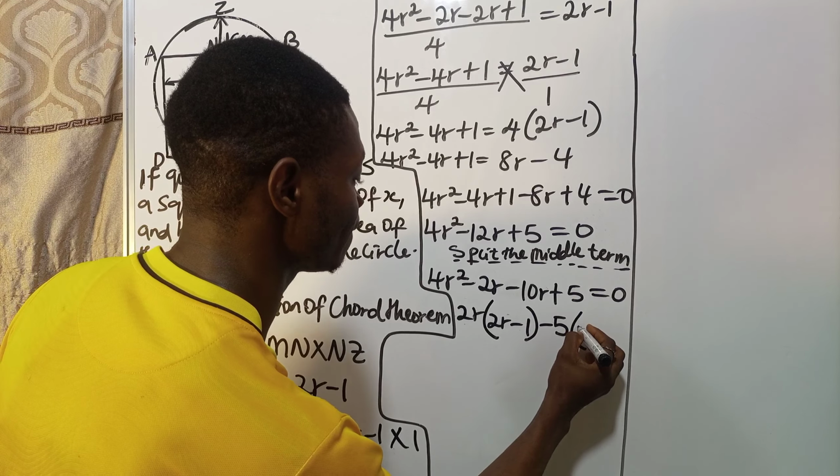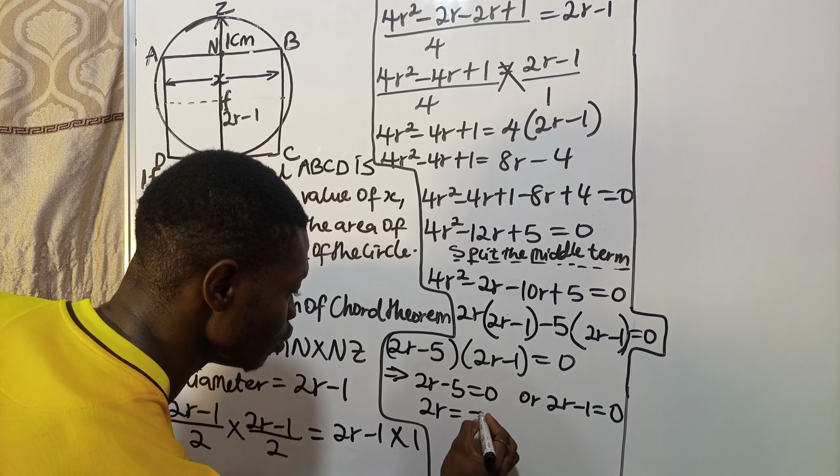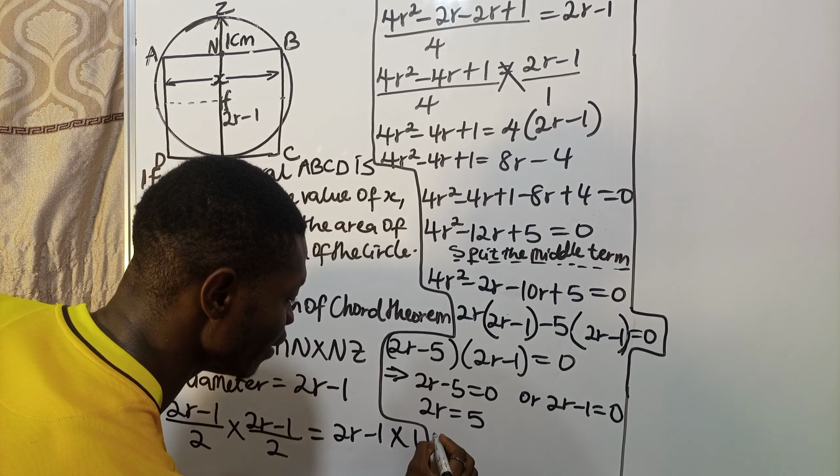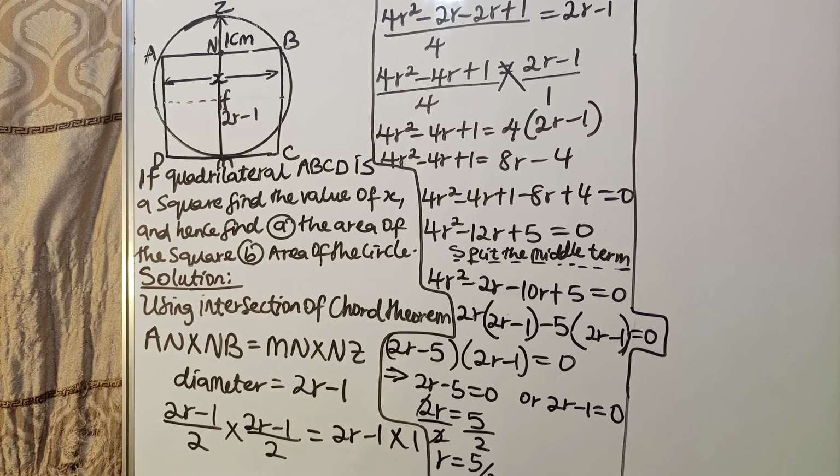So therefore this implies that 2r minus 5 equals 0, or 2r minus 1 equals 0. So 2r equals positive 5. So r here will give me 5 over 2.